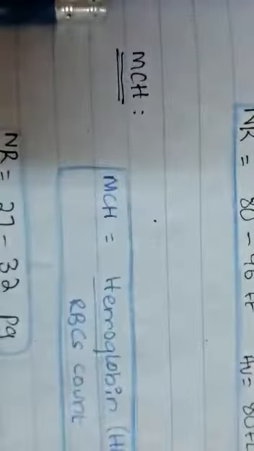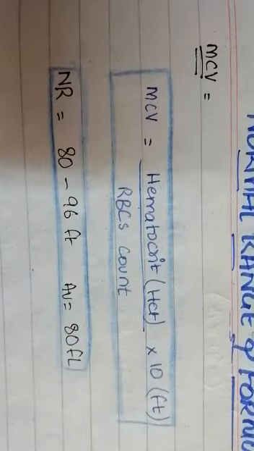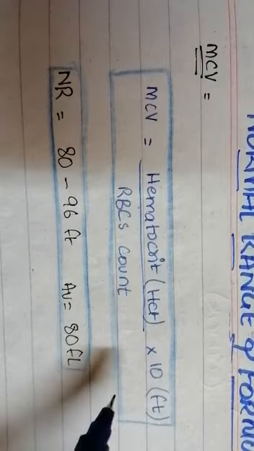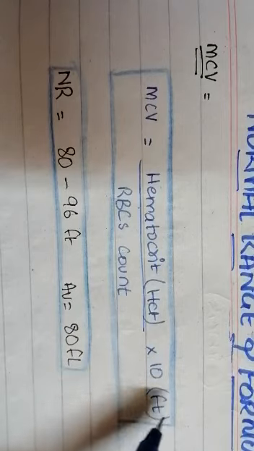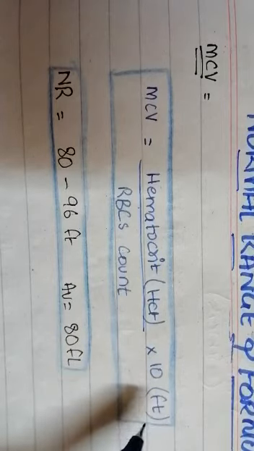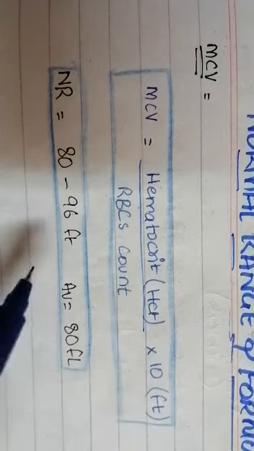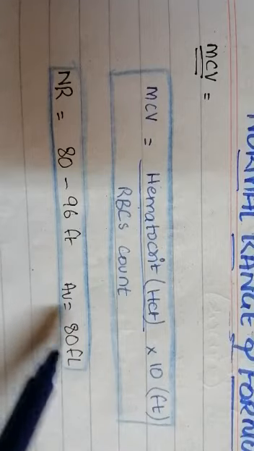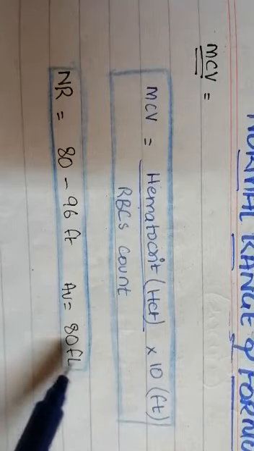Coming to some of the important ranges and formulas for the RBCs and the mean corpuscular hemoglobin concentration. Now coming to the MCV, the mean corpuscular volume. It can be easily measured through a formula: the hematocrit divided by the RBC count, multiplied by 10. The unit for the MCV is femtoliter, and the normal range is about 80 to 96 femtoliter, and the average is about 80 femtoliter.